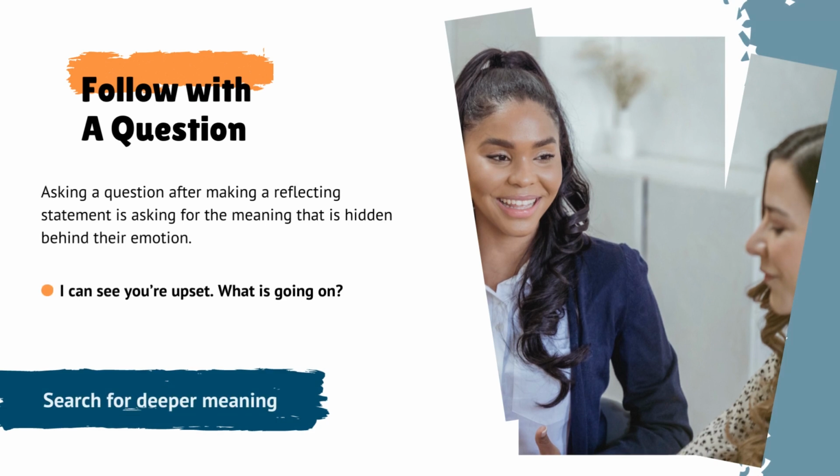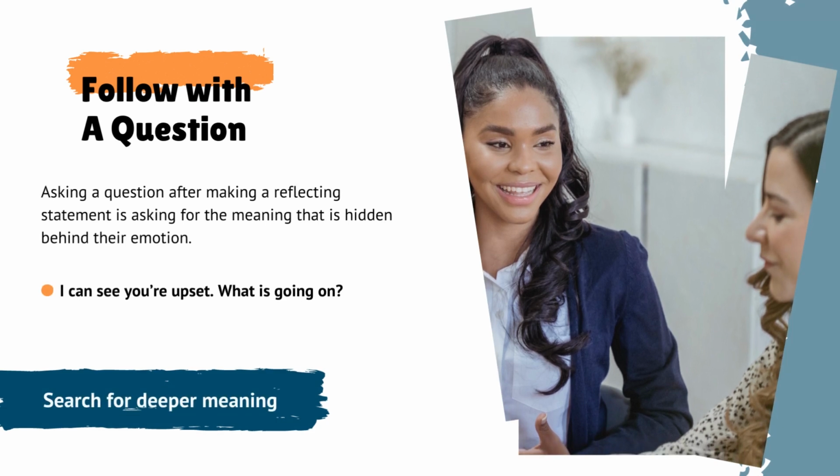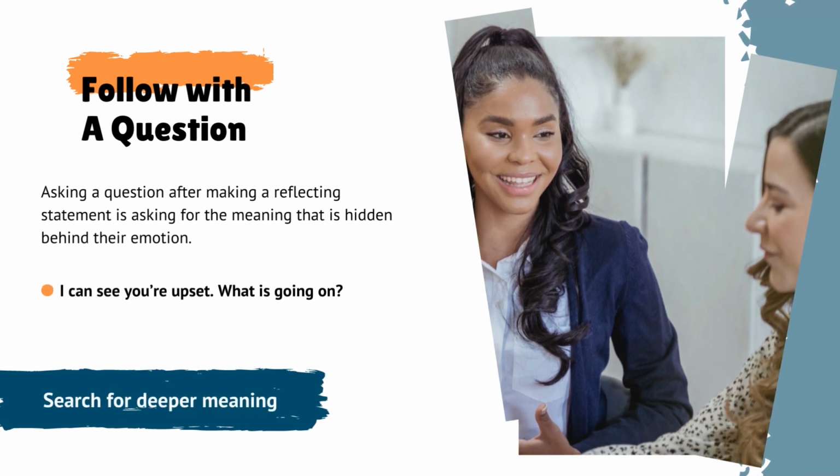Follow with a question. Asking a question after making a reflecting statement is asking for the meaning that is hidden behind their emotion. For example, you might say, I can see you are upset. What's going on? Whether you are reflecting emotion, words, or actions, try to discover the meaning behind the reaction by asking questions. Search for deeper meaning.